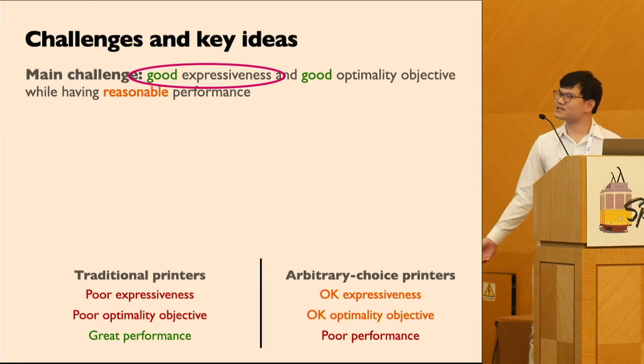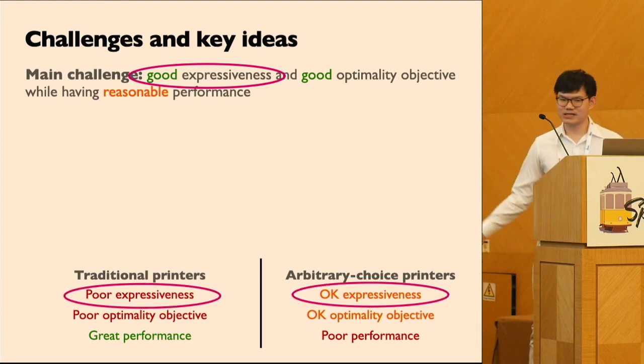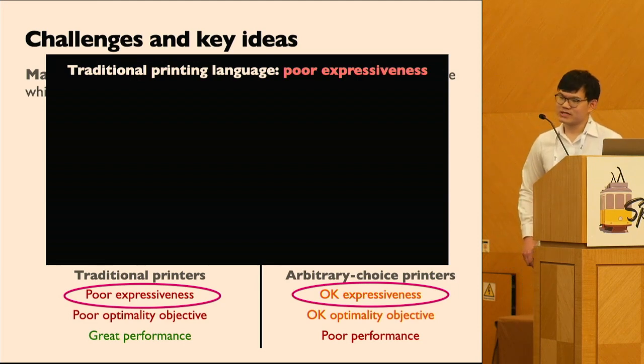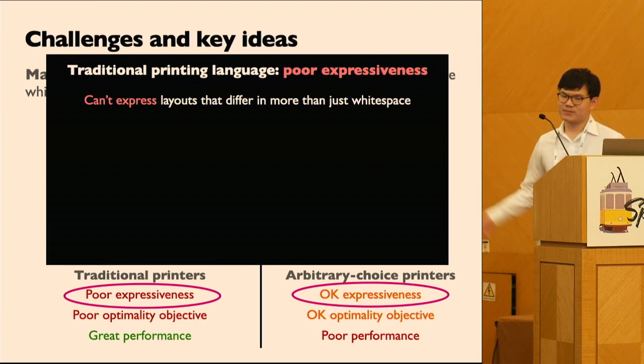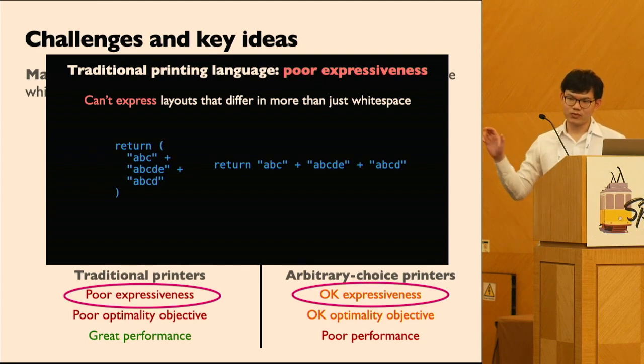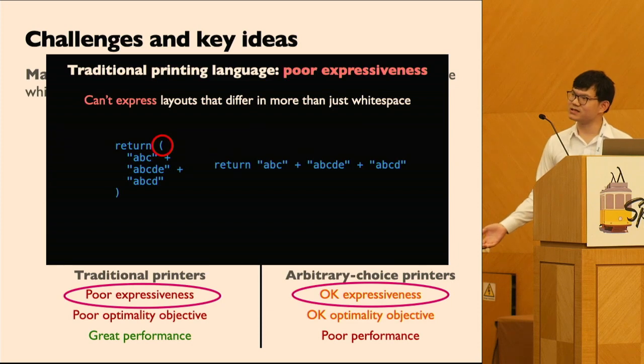We want good expressiveness. And so let's take a look at the existing printers and see what we can learn from them. The traditional printers target a printing language called the traditional printing language, which has poor expressiveness. This is partly because it cannot express layouts that differ in more than just whitespace, which does occur in practice. For example, in Python, we have this kind of code. We may wish to create a document to encode these two layouts, where one of them is a string concatenation in a horizontal style, and the other is in the vertical style. But Python mandates that if you write the string concatenation vertically, you need to put parentheses around it. But this extra pair of parentheses cannot be expressed in the traditional printing language. All layouts must be the same modulo whitespace in the traditional printing language.